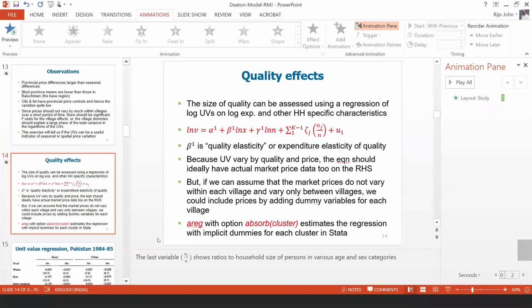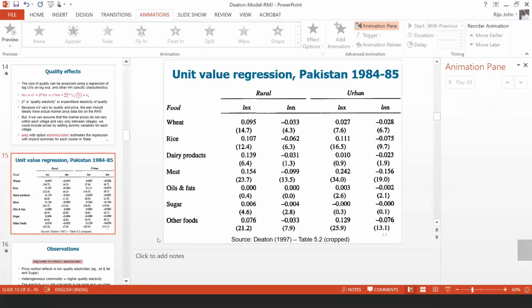The beauty is that it will report the results without the coefficients associated with the cluster dummies. It will only report the coefficients associated with the other variables. In fact, we don't really need those cluster coefficients. We are only interested in the other variables' coefficients. So this absorb cluster option works very nicely in this context. So this is one such regression. It basically is a unit value regression as shown here.